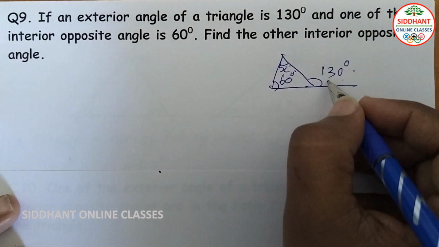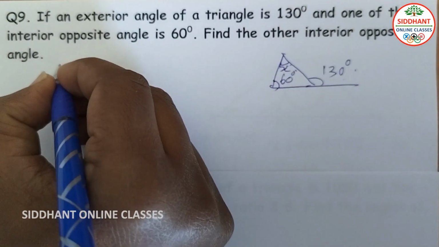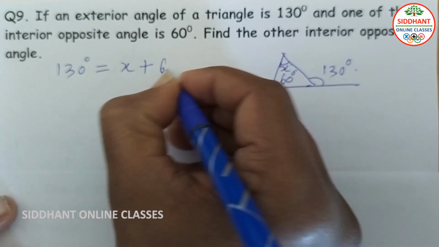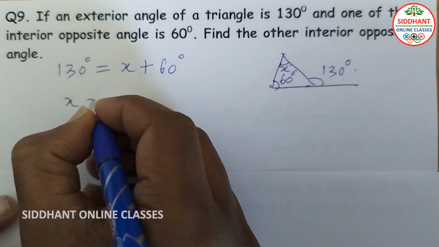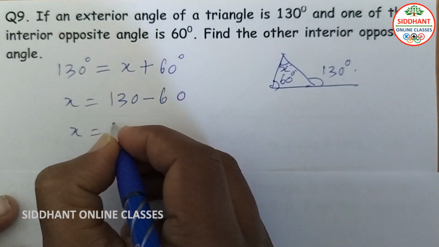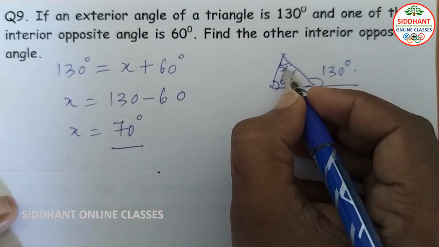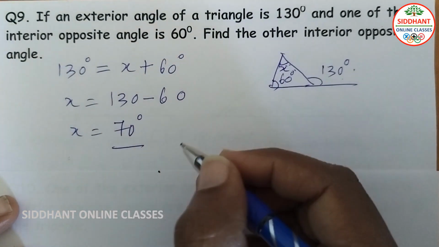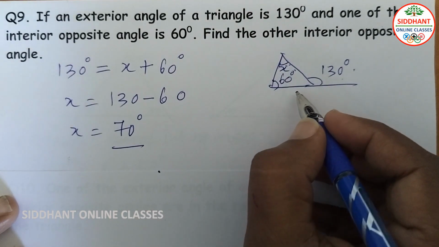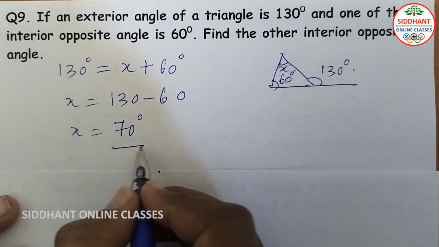So we know that the exterior angle is equal to the sum of the interior opposite angles. That means 130 degrees is equal to x plus 60 degrees. Then x is equal to 130 minus 60, so x equals 70 degrees. So this angle is 70 degrees. The answer is 70 degrees.